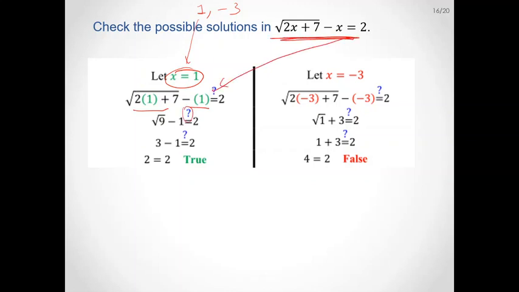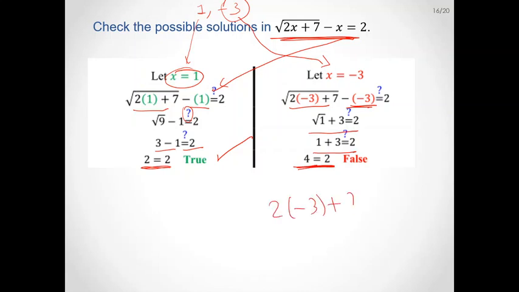And then we are asking if it is true. Is it true? Yes, it satisfies the equation. But when you take negative 3, the other possible solution, and put it in the equation, it gives you an interesting result. Look, 2 times negative 3 plus 7 makes 1, right? So we are taking the square root, so it makes 1. So we have 1 here.